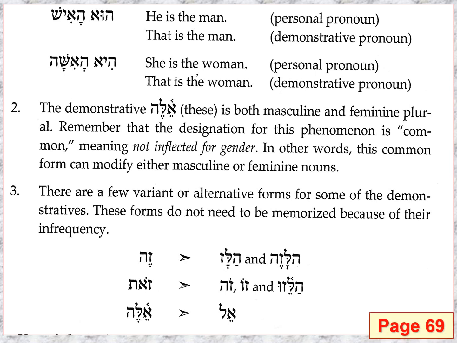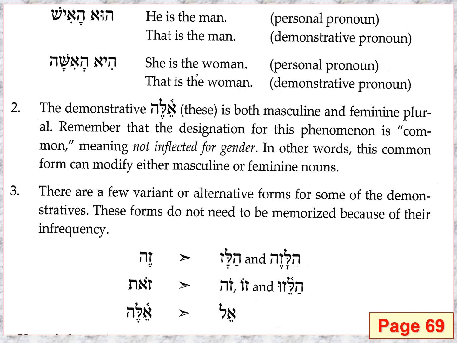Let's unpack that concept of how we're having both a personal pronoun and then the demonstrative pronoun having the same form. Again, context, context, and context. So, hu ha'ish. In certain contexts, the hu is a personal pronoun and it's referring to, in English translation, he is the man. But perhaps in certain contexts, it might be functioning as a demonstrative pronoun. That is the man. Hu ha'ish.